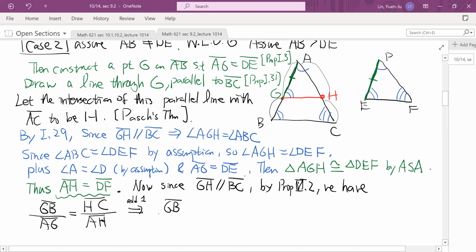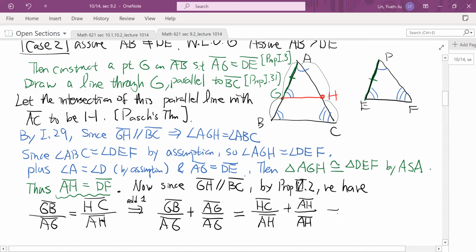I want to make it a common denominator. Right, so first I add 1 as AG over AG on the left-hand side. But on the right-hand side, I want to add 1 as well, right? I don't want to change the equation, but I add it as AH over AH, right? Okay, so this is the trick.